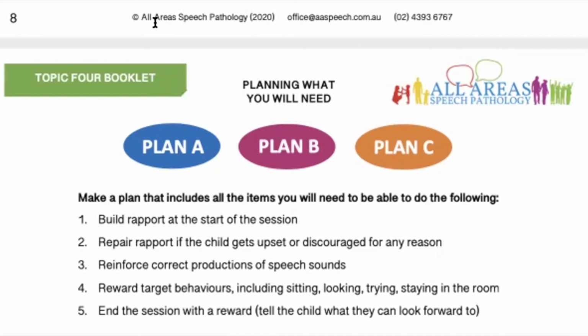And we need a plan for how we will end the session with a reward so that we can tell the child what they can look forward to doing at the end. So think about those 5 different areas. No wonder we need a plan, because that would be a lot to remember, wouldn't it?